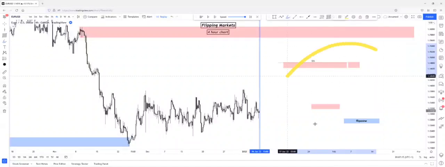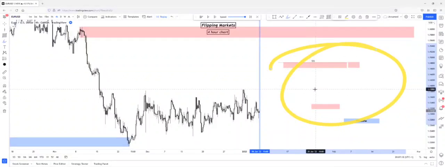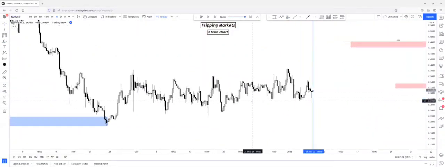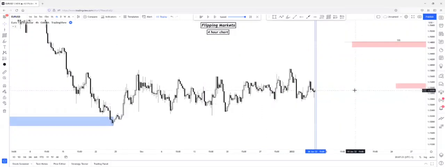Okay, so do these lines or boxes bother you here, or I can just keep it here? I think it's fine if it's there. Yeah, it's fine. Okay, perfect. So let's just begin on the 4-hour chart.